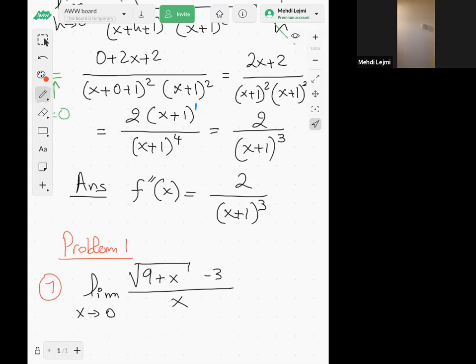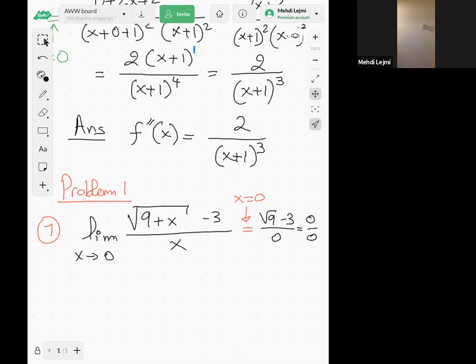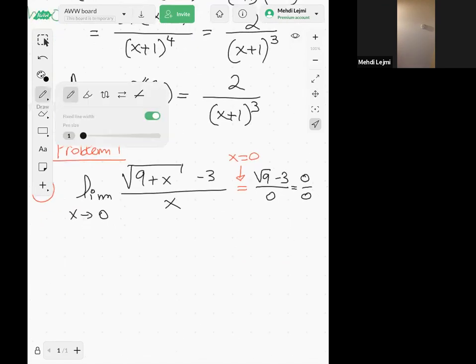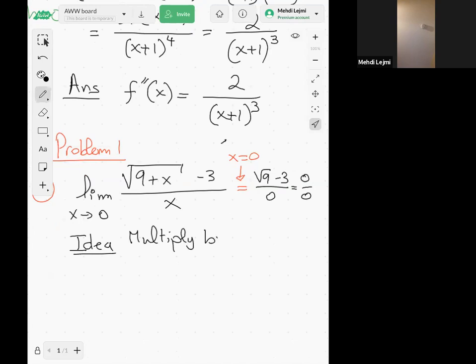Of course, if you set x to zero, then you have the square root of 9 plus 0. So that's the square root of 9, which is 3, because 3 times 3 is 9. So that'll be 3 minus 3, that's 0 over 0, and that would be indeterminate form. So when you have a square root and an indeterminate form, the idea, guys, is to multiply by the conjugate.